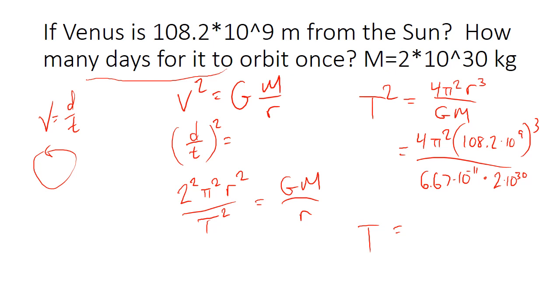And you're going to get a big number, 3.7 times 10 to the 14. Now, this is a big number because this is in seconds. Let's divide by some stuff. Let's divide by 60, now we're in minutes. Divide by 60, now we're in hours. Divide by 24, now we're in days. Oh, I forgot to square root it.